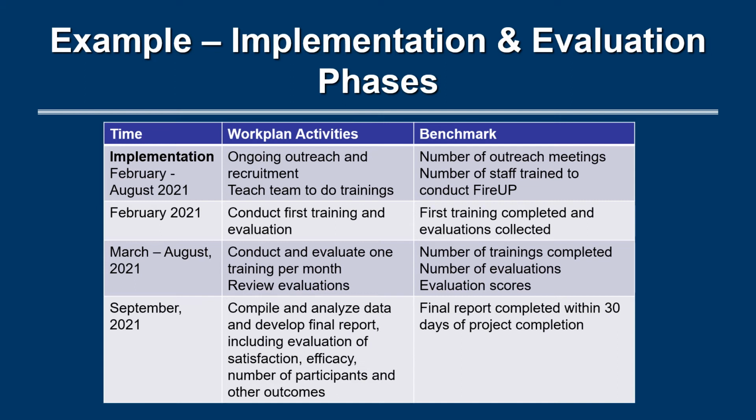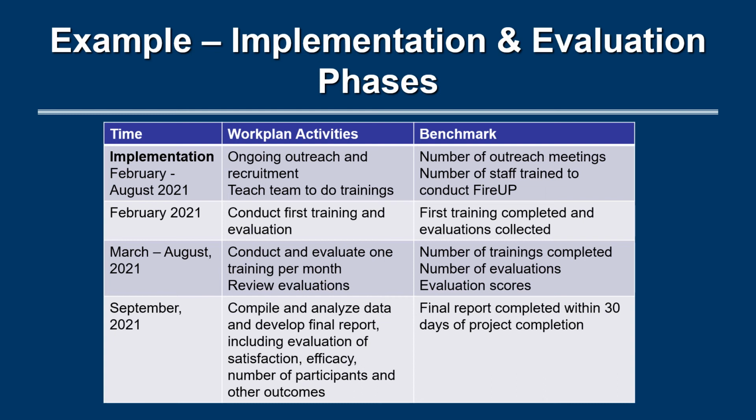In the first horizontal row, under time, we have written implementation, February through August 2021. Under work plan activities, it says ongoing outreach and recruitment, teach team to do trainings. Under benchmark, it says number of outreach meetings, number of staff trained to conduct Fire Up. In the second horizontal row, under time, we have written February 2021. Under work plan activities, it says conduct first training and evaluation. Under benchmark, it says first training completed and evaluations collected.